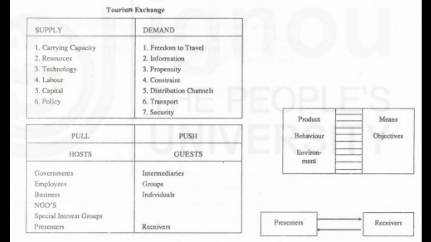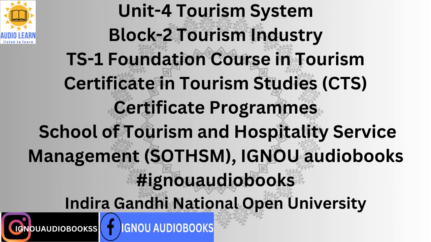Each of these issues create problems which have to be resolved and taken care of. 4.2 Pull and Push. The resolution of these problems is achieved through what are called the pull and push factors in the tourism system. Tourism exchange. Look at the screen.